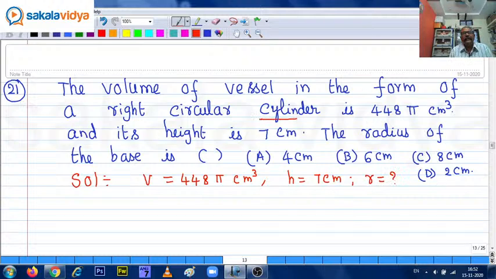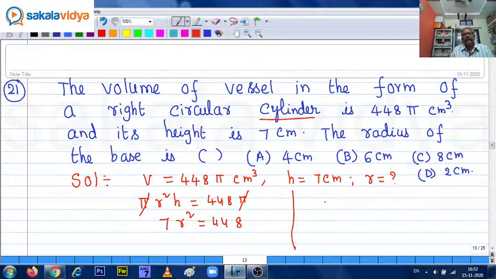Problem is related to the cylinder. What is the volume of the cylinder? Pi r square h equal to 448 pi. This pi gets cancelled. h is 7, so 7r square equals 448. Now r square equals 448 upon 7. 7 6s are 42, 44 minus 42 is 2, 28, 7 4s are 28, so 64. R equals square root of 64.